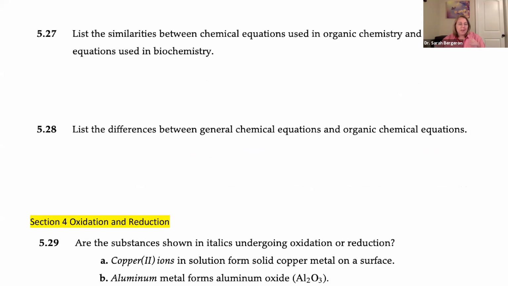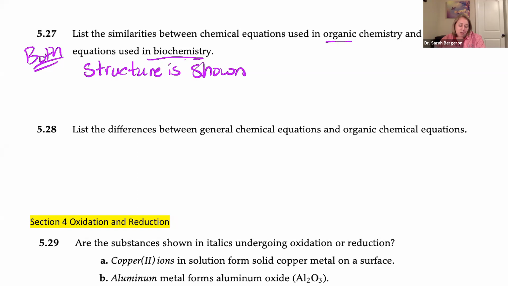Okay. So list the similarities between chemical equations used in organic chemistry and chemical equations used in biochemistry. So we're going to tell how they're similar. For both of them, organic and biochemistry, in general chemistry we just have to write our molecular formula. But in organic and biochemistry, we're really worried about structure, right? So structure is shown for reactants and products.